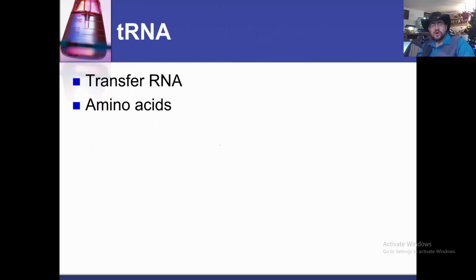So, transfer RNA carries the amino acids from the cytoplasm. We've got a lot of amino acids sort of loose in the cytoplasm that attach up to the tRNA, and then the tRNA is attracted to the ribosome and the mRNA, and it brings in the correct amino acid, which then gets added on to the growing chain.